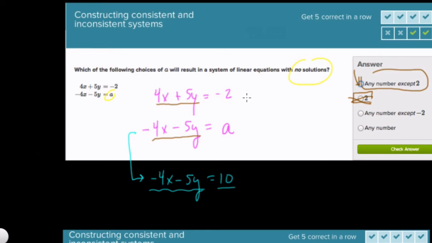For example, if I took the first equation and took the opposite of everything, negative 4x minus 5y equals positive 2, which is what we should get. Here, negative 4x minus 5y equals 2, and here, negative 4x minus 5y equals 10. That can't be possible. You can't have negative 4x minus 5y being the same expression twice, equaling two different things. That won't happen. So if it's any number except 2, there are no solutions here.